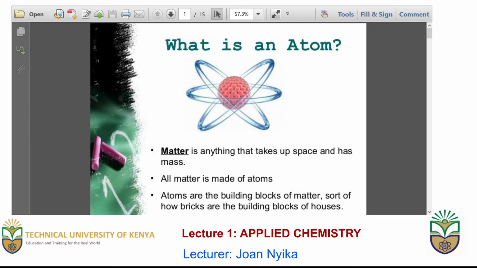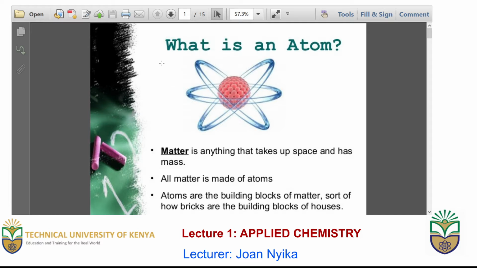Hello learners, today we want to look at the basic aspects of applied chemistry. And the basic aspects of applied chemistry begin with what is an atom and what are the characteristics of an atom. And to know what is an atom, we must define what is mass.